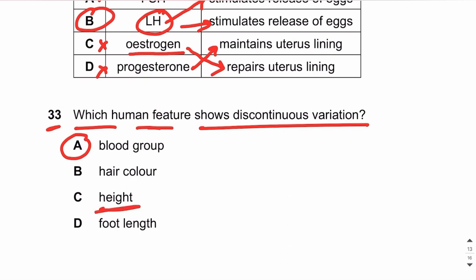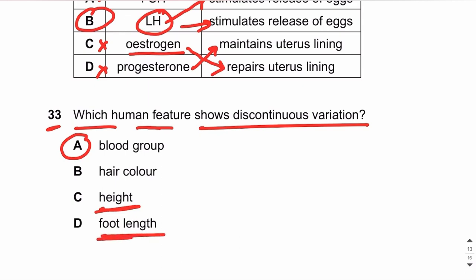If you talk about height, height has many values, and sometimes it's difficult to distinguish between the heights of two individuals because their heights are very, very close. Their heights are different, but they're very close, so you cannot distinguish that. So height is continuous variation.